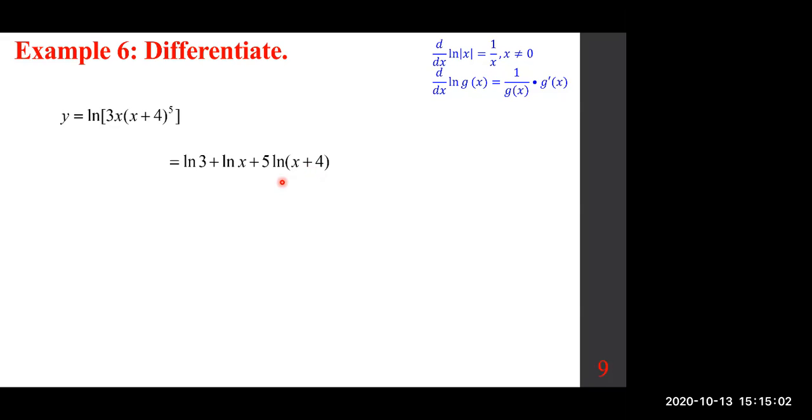Now, one by one, we are going to differentiate. So this step is algebra, knowledge of properties of logs. ln 3 is a number, 0. ln x, 1 over x. Plus 5 times, now what about ln of x plus 4? 1 over x plus 4 times the derivative of the parentheses, which happens to be 1.